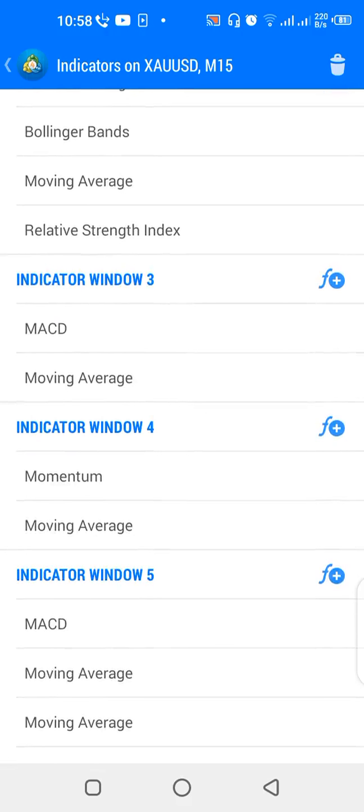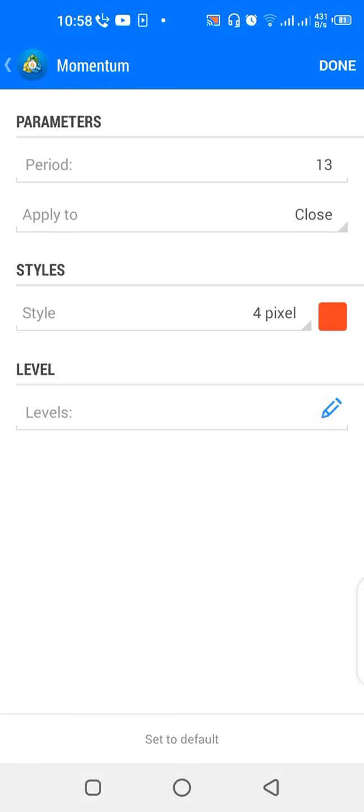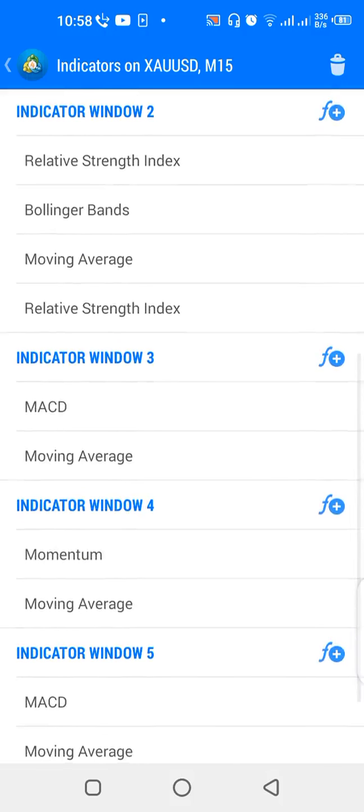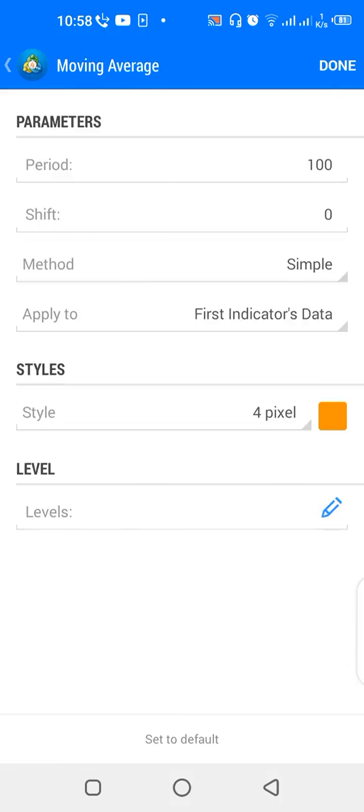Now for indicator window 4, we have momentum indicator. Period is 13. Apply to close. Color is red. Still on indicator window 4, we have moving average. Period is 100. Shift is 0. Method is simple. Apply to first indicator's data. Color is orange.